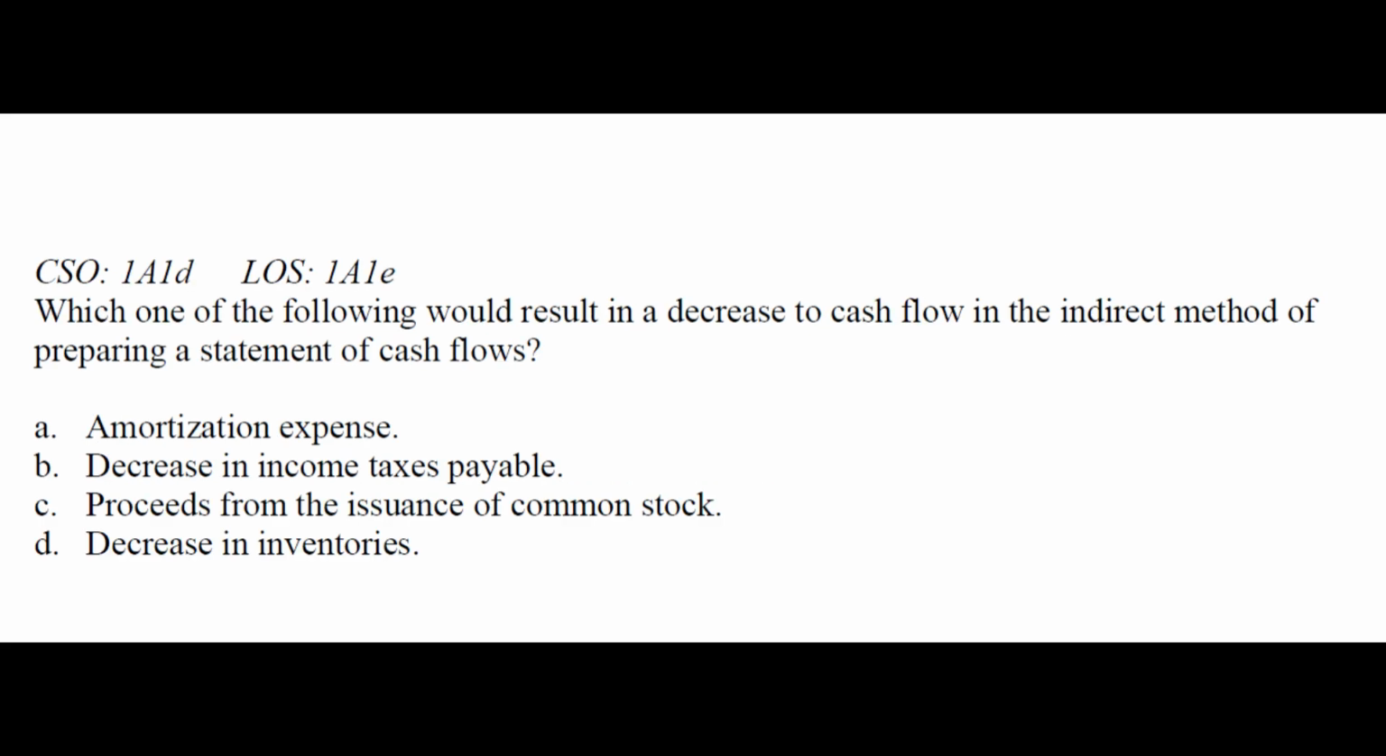This question tests students' understanding of adjustments made under the indirect method when preparing the statement of cash flows. The indirect method starts with net income and adjusts for non-cash expenses, added back, non-operating gains and losses, removed, and changes in working capital accounts, current assets and current liabilities. The question asks which item would result in a decrease in operating cash flow.